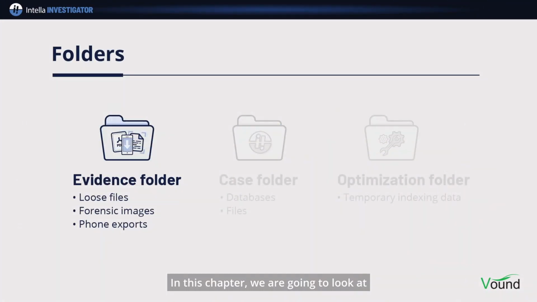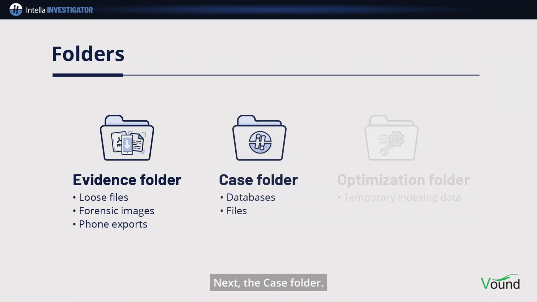In this chapter, we are going to look at the different drives and folders. First, the evidence folder. This holds all the data you want to analyze in Intella Investigator, like loose files, forensic images, or phone exports. Next, the case folder. This contains the databases and files Intella Investigator needs to function. Do not manually add anything here. Reserve at least double the size of your evidence folder for the case folder.